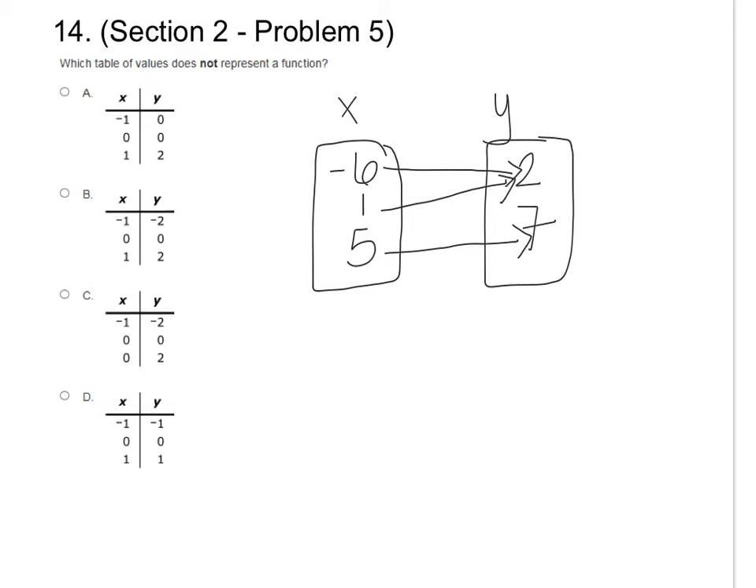Now the definition of a function is every input has exactly one output. So if this input has exactly one output, that's what we want. If this input has exactly one output, and if this input has exactly one output, that represents a function. So this example that I just did here would be a function. So now that we've looked at what a mapping diagram is, let's take all of our tables and put those into mapping diagrams and see which one of these is not a function.